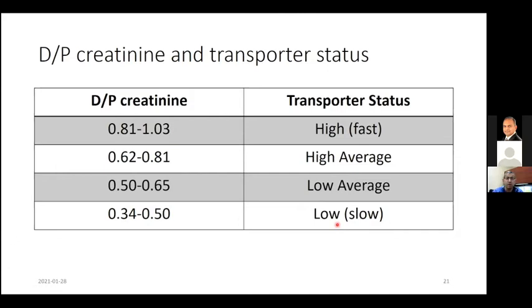There's no point in giving shorter runs here. As compared to a high transporter, who equilibrates everything fast, there's no point in keeping him for a long dwell because nothing more is going to happen. In fact, the body will start absorbing the fluid. That's why it's really important to understand how this PET test works.